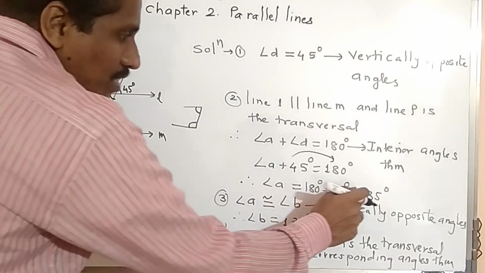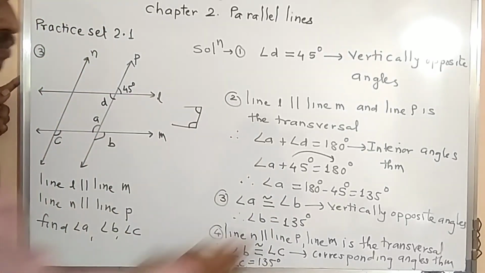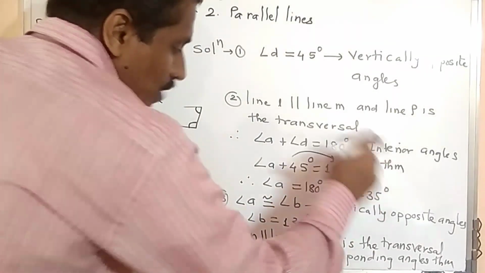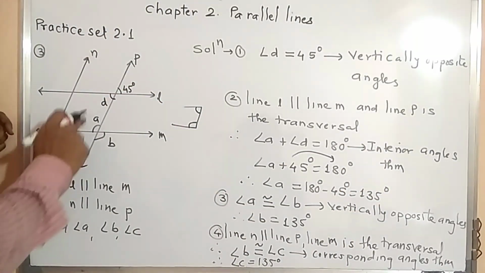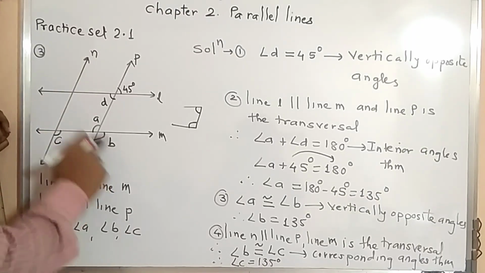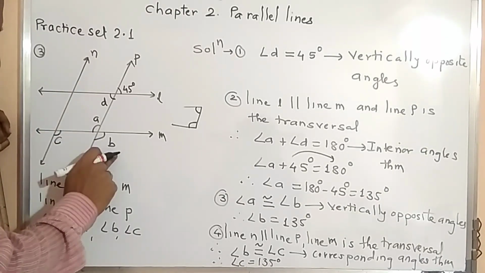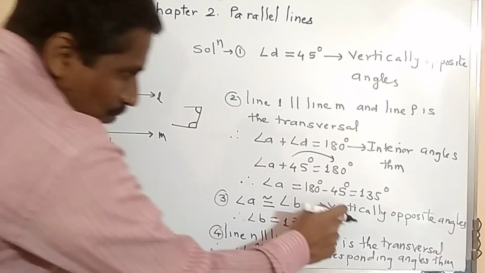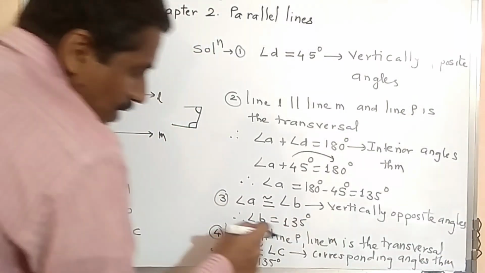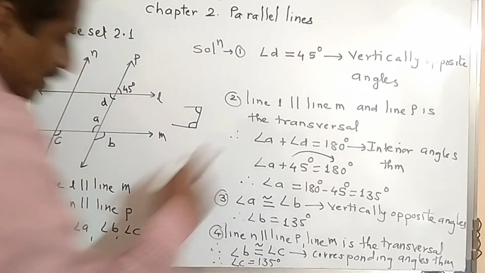Angle A is equal to 180 minus 45 degrees, that is 135 degrees. Now, angle A and angle B are vertically opposite angles, and we know that vertically opposite angles are congruent. Therefore, angle B is 135 degrees.